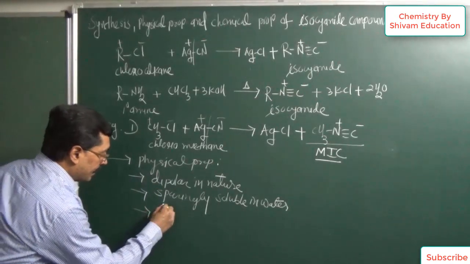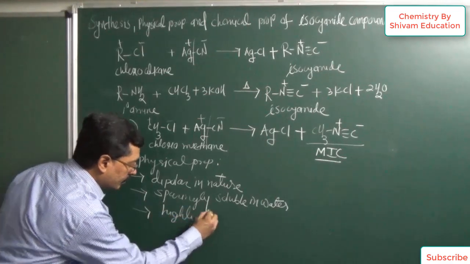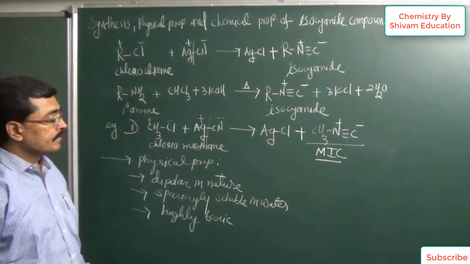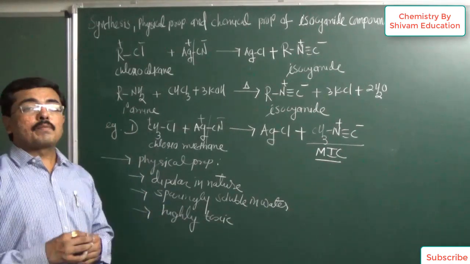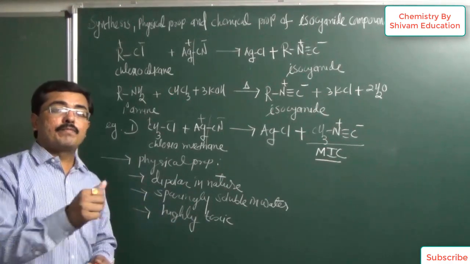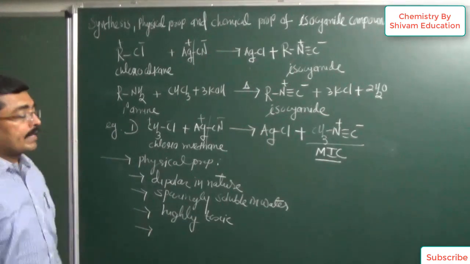It is observed that isocyanate compound are highly toxic in nature. They are too much poisonous or they are highly toxic in nature. So it is observed that this type of isocyanate compound can be used for the preparation of different type of pesticide.